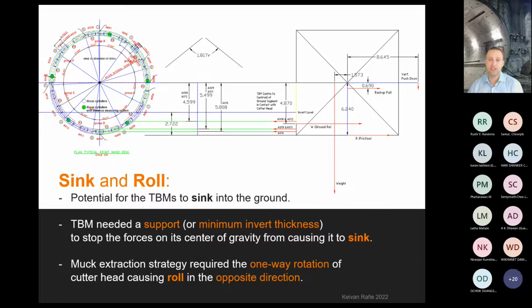Additionally, a muck extraction strategy in front of the TBM required the one-way rotation of the cutter head, because, as you saw in the previous photo, one side of the TBM has some room, and because the TBM cannot excavate itself, the material other than what's in the bottom of the screw, a lot of soil and muck, just gets dispersed around the TBM. So for these two reasons, we had to make some interesting modifications to the TBM.